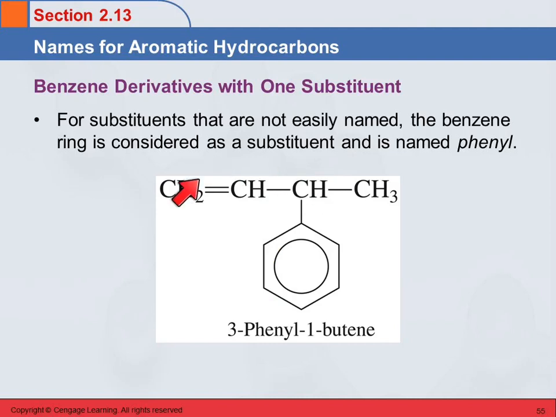And so this is butene, 1-butene, because we want to give this double bond the lowest number. So 1, 2, 3, 3-phenyl-1-butene. Any questions? As you know, it's only going to get more complicated.